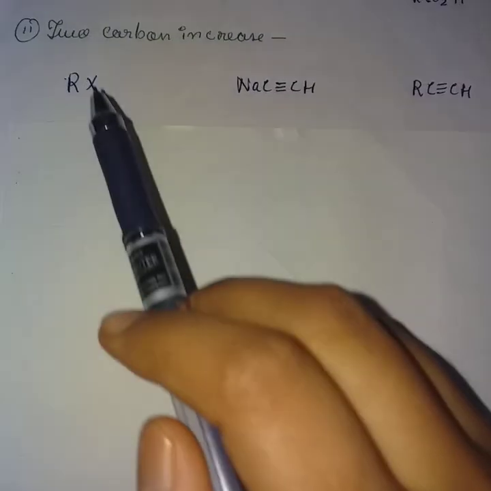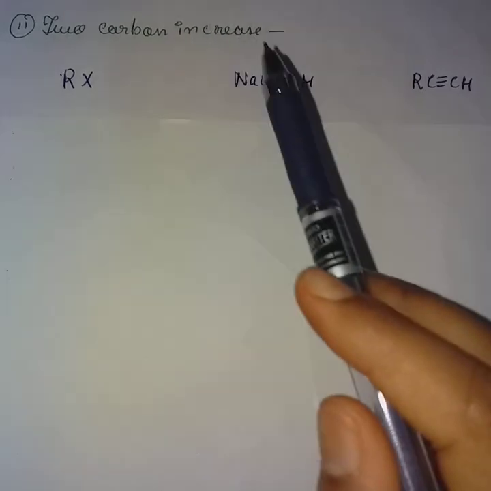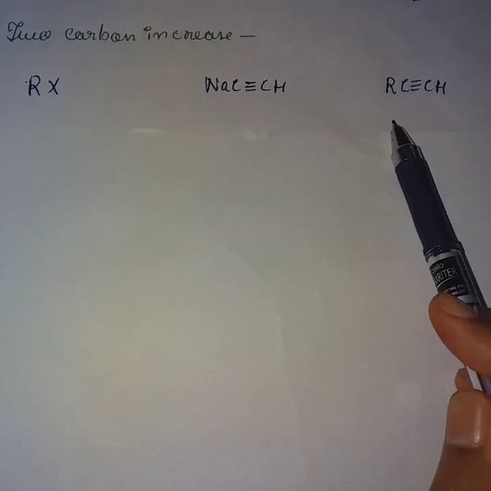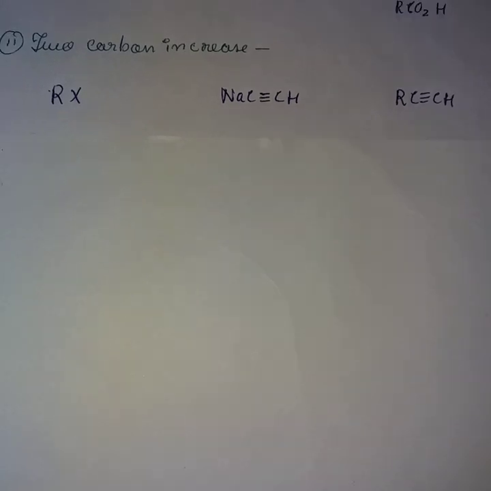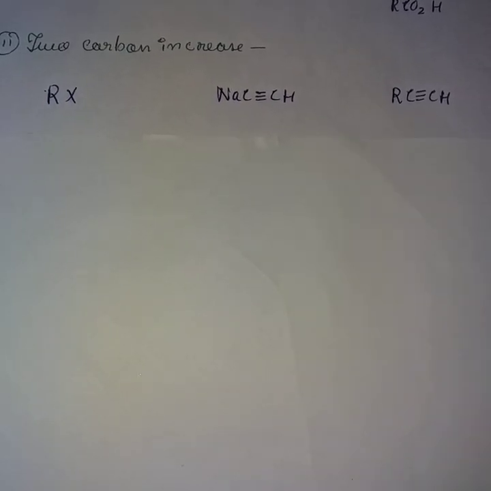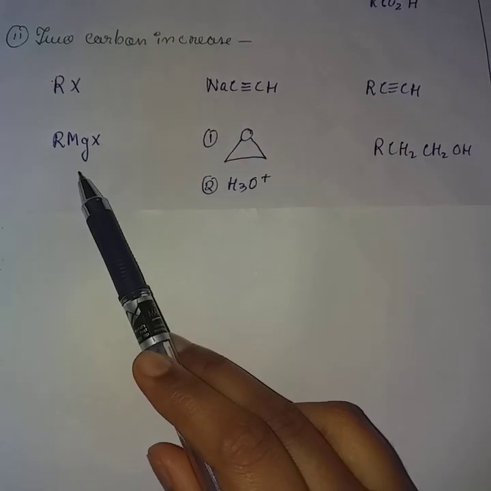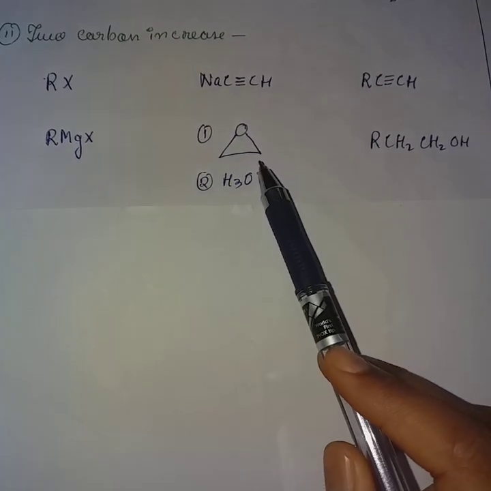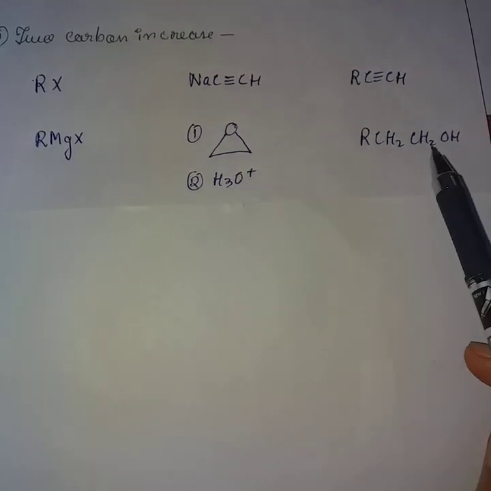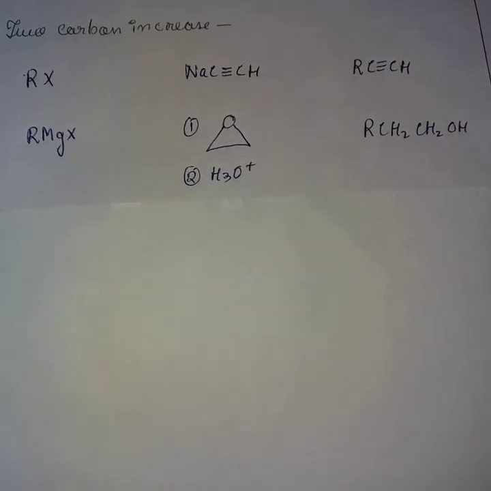For 2 carbon increase in the product, if the substrate is an alkyl halide and if you add acetylide to it, the product will be an alkyne. So here you have seen 2 carbons have increased in the product. To Grignard reagent, if we add an epoxide and hydrolyze it with water, we will get a primary alcohol.